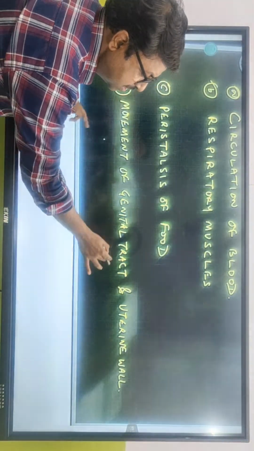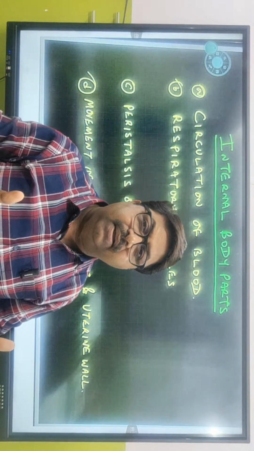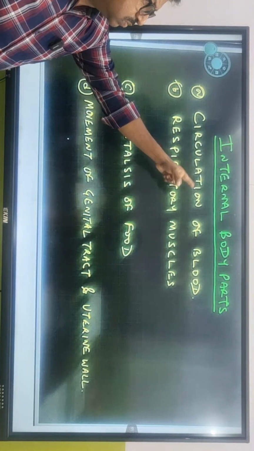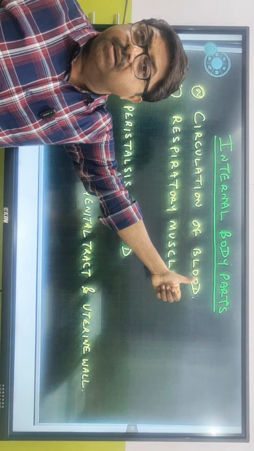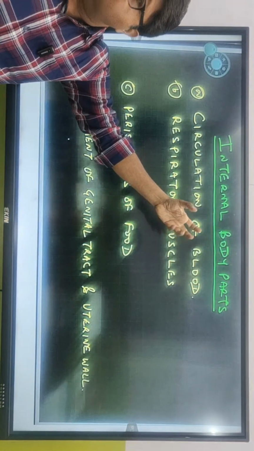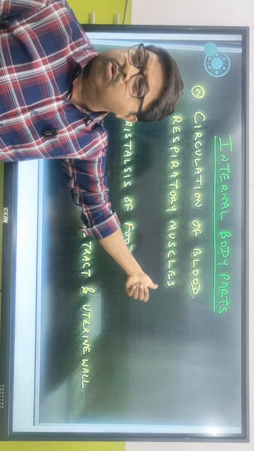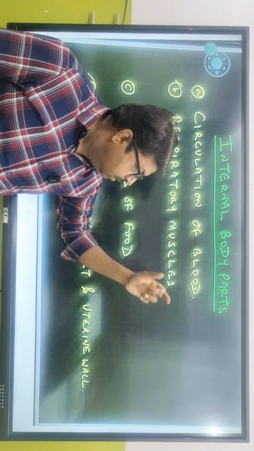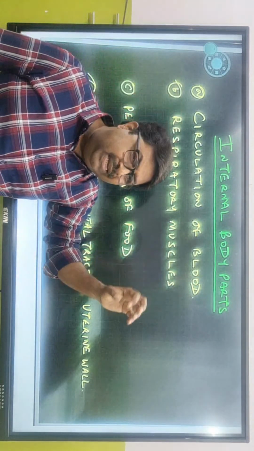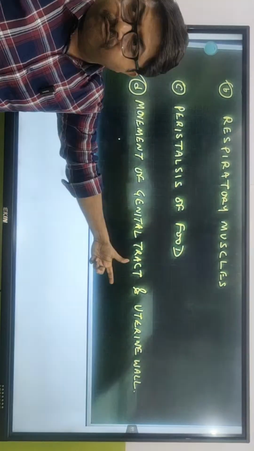So movement of genital tract and uterine wall is also an example of internal body parts. Is it clear till here? Any issues about this? So whatever we have talked about: the first one is circulation of blood, which cannot take place without internal body movement. That was in heart movement. Papillary muscles. Then when we talk about respiratory muscles, intercostal muscles and diaphragm. The third one is peristalsis of food, where we have talked about inner circular, outer longitudinal muscles, and then movement of genital tract and uterine wall. So we have talked about that also.